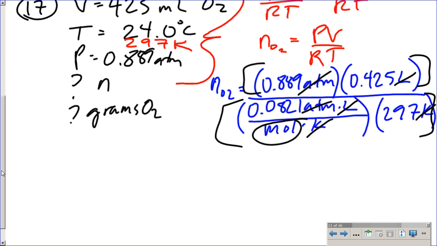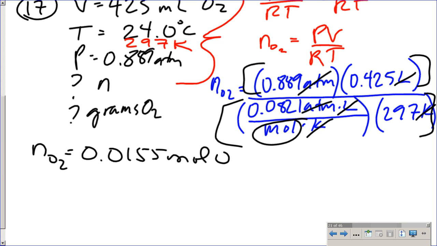0.0155. N is equal to 0.0155 moles of oxygen gas. I'm writing oxygen gas diatomically, remember, so don't forget that. Okay, so we got our N value. How do we get to grams?